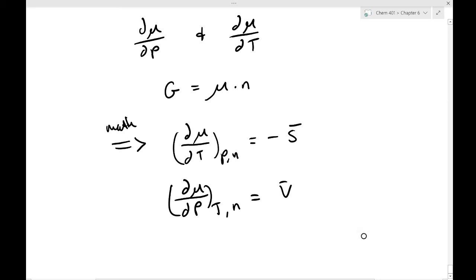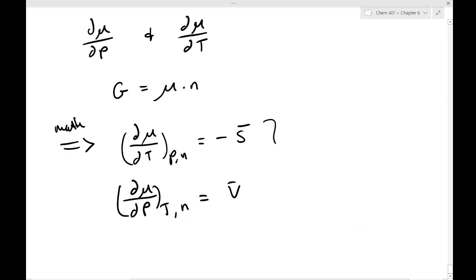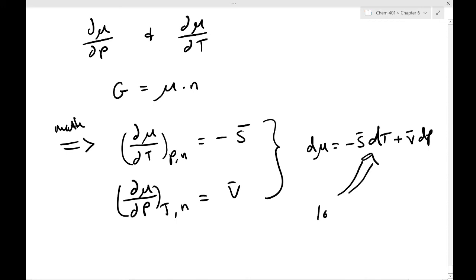Now, knowing these two partials, we can combine them into a natural variable equation that looks something like this. d mu is equal to negative S hat dT plus V hat dP. And this should look very similar to you. This looks a lot like the natural variable equation for G.